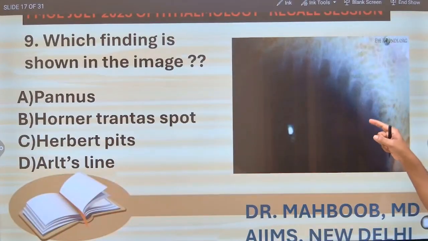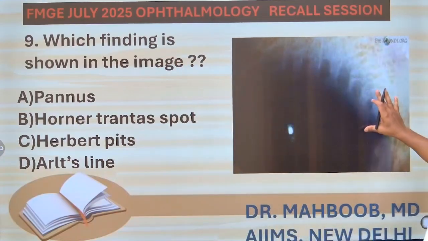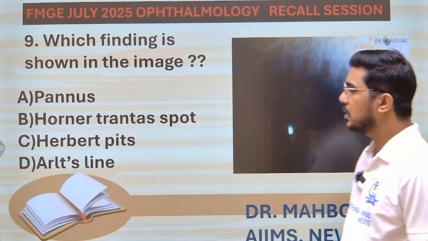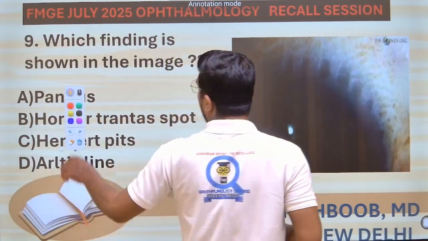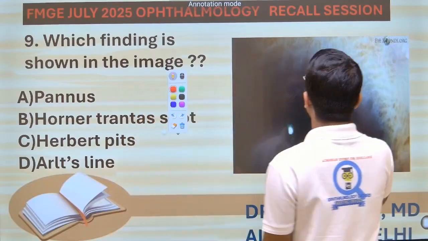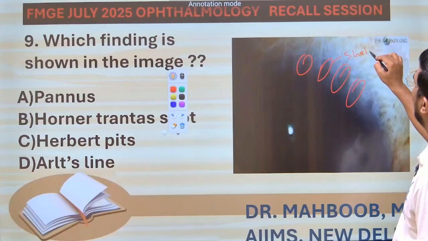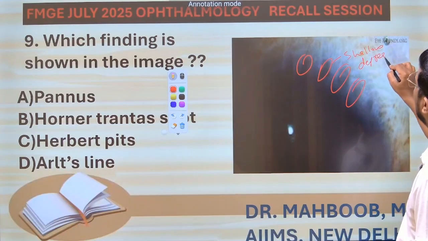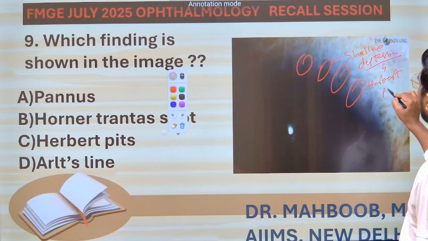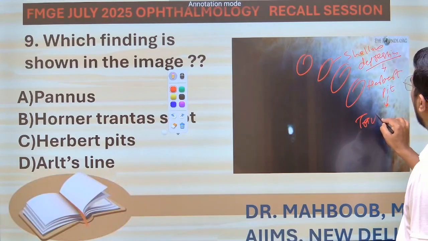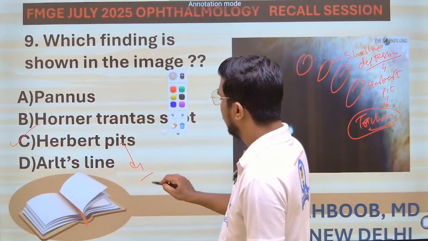Now, which is the finding? A very simple question: which finding is shown in the image? You can see this image. Just see the image, and after seeing it, tell me the finding fast. You can see a shallow depression here. This shallow depression is called Hirschberg pit, which is seen in trachoma. So the answer here is Hirschberg pit is seen in trachoma.